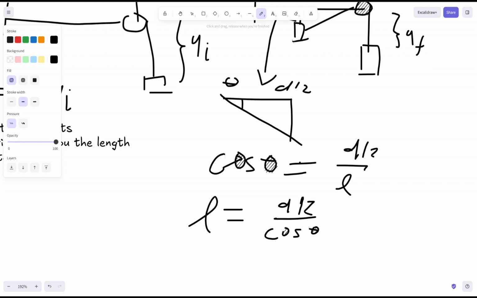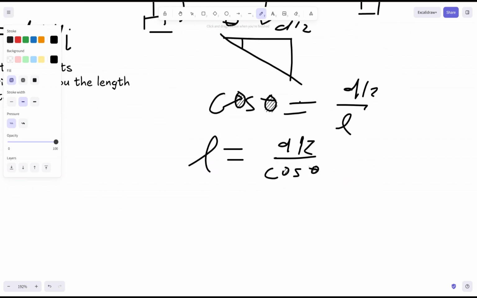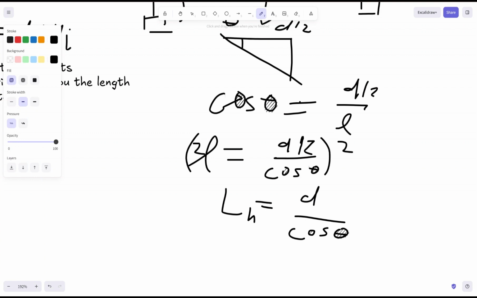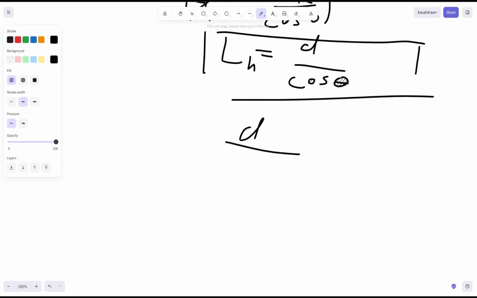Okay, so now we found one segment. We want to find the other segment. And luckily for us, the other segment is going to be the same. So we're just going to multiply, and we're going to get the L. Well, we multiply by both sides, right? So you got 2L. I'm going to say 2L is going to be LH, and H means horizontal. And it's going to be D all over cosine theta. This is LH. Now we have this D all over cosine theta.